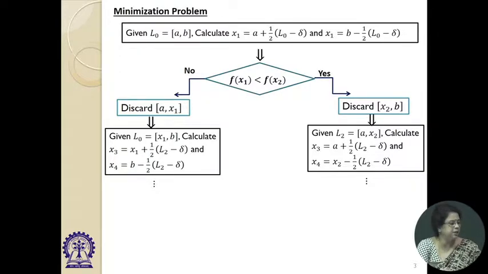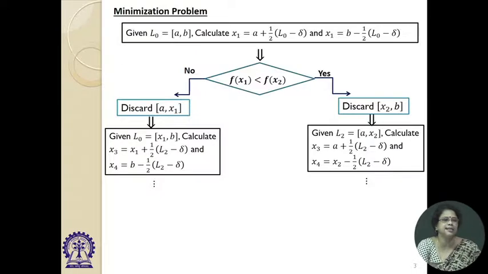We are considering one minimization problem, with initial interval of uncertainty a to b. How is the region being eliminated? We are finding the values of f at the points a, x1, x2 and b. If we see f(x1) is lesser than f(x2), that means the minimum should lie within a to x2. There cannot be any minimum within x2 to b. That is why we will discard the interval x2 to b. Then the new interval of uncertainty will be a to x2.